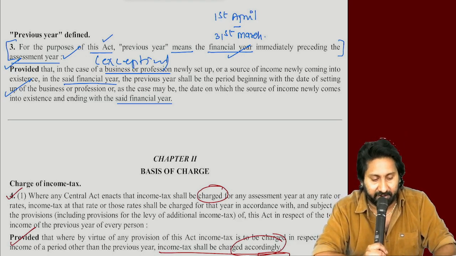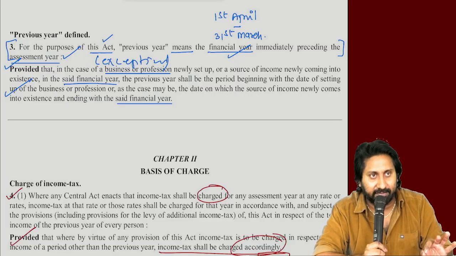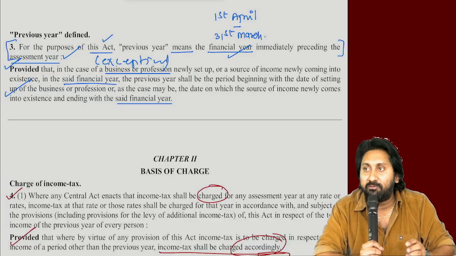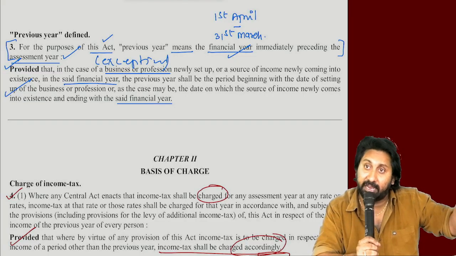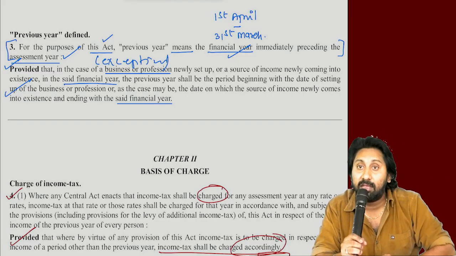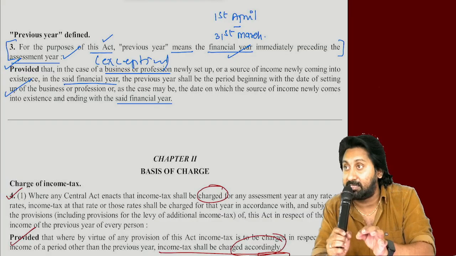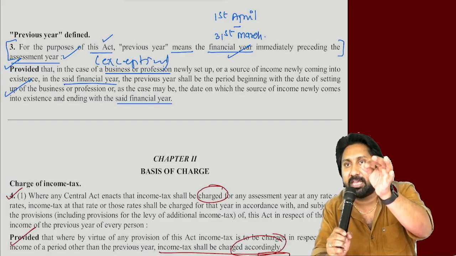Previous year, define. Previous year for the purposes of this Act means the financial year immediately preceding the assessment year. What is assessment year? Assessment year means the period of 12 months commencing on 1st of April every year.